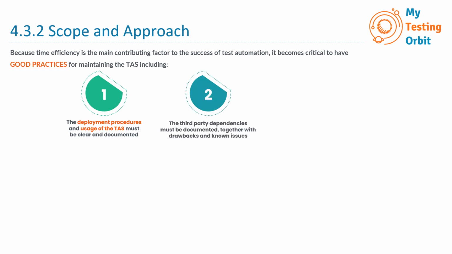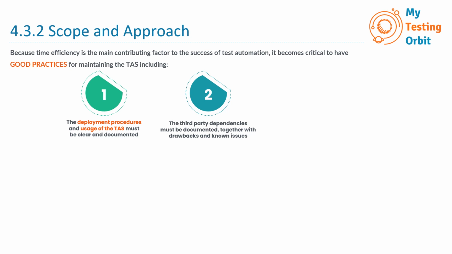Number 2, the third-party dependencies must be documented together with drawbacks and known issues. So when you are developing the TAs, you often rely on third-party software components such as testing libraries, APIs, or frameworks. It's crucial to maintain clear documentation about these dependencies.